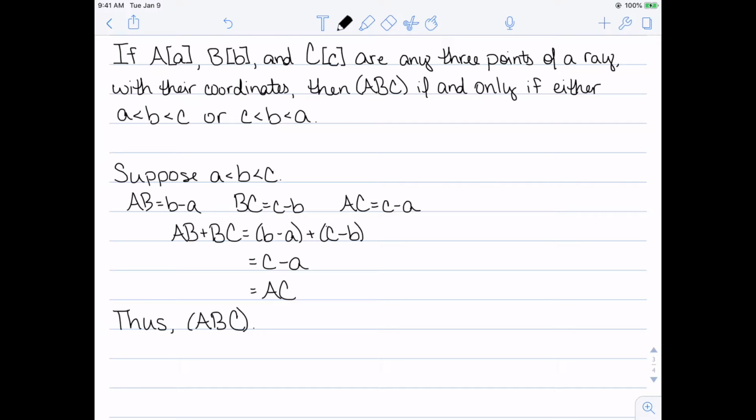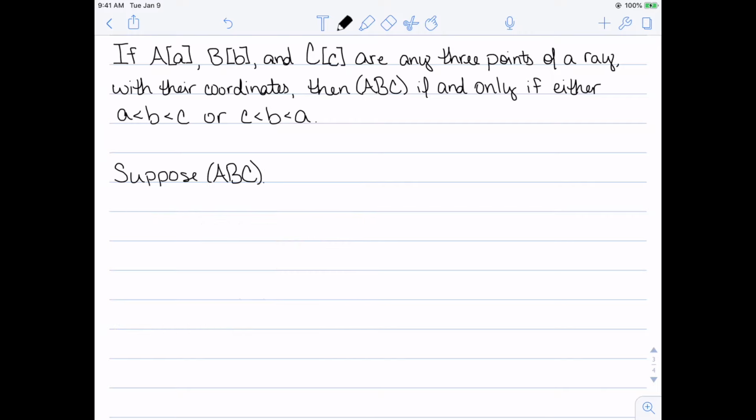For now, let's start to look at the other direction. Let's suppose we have the betweenness relation ABC. So now that we know that holds, let's consider all 6 permutations of our coordinates a, b, c under our inequality. So let's essentially just think of all of the different ways we can have these inequality relationships.